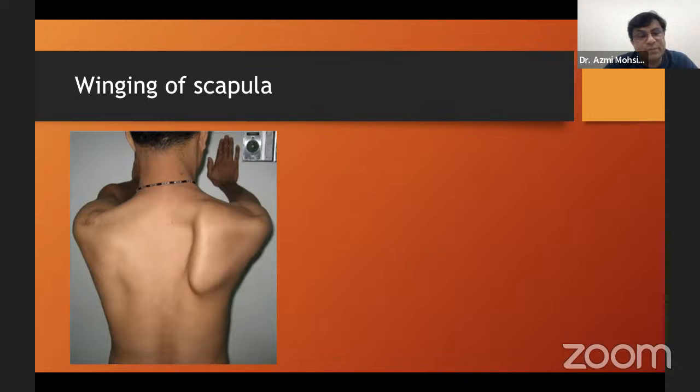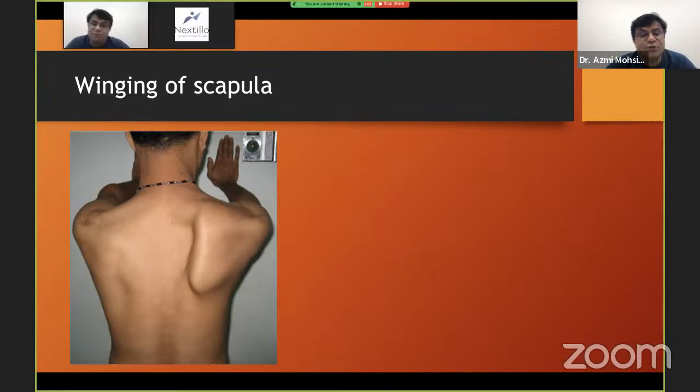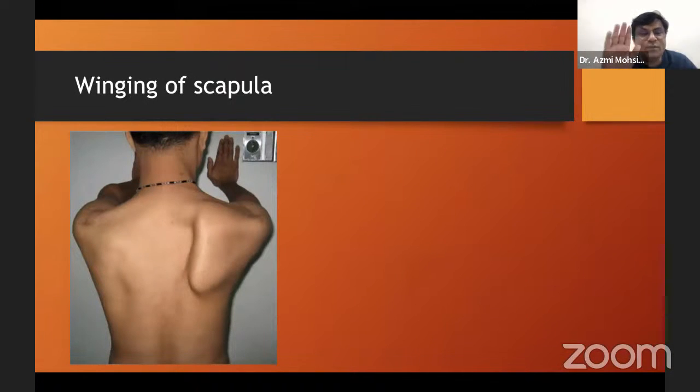And of course, if it's paralyzed, what will happen when you are pushing and punching is that the medial border of the scapula gets elevated, and that appears on the posterior surface, as you're seeing in the image. It appears like a wing because of the elevation of the medial border of the scapula. Of course, this will also cause problems in overhead abduction of the arm.